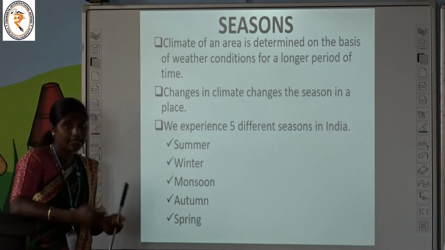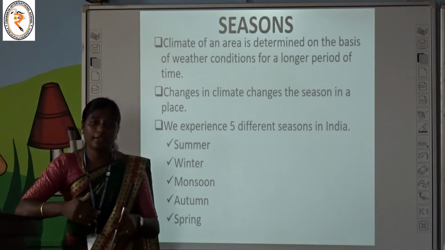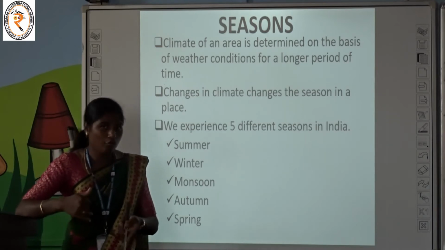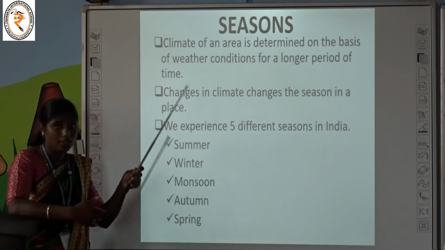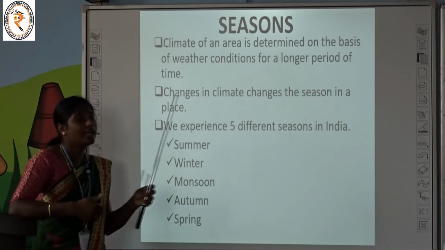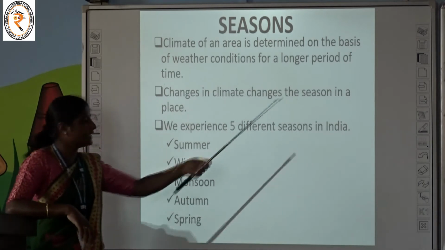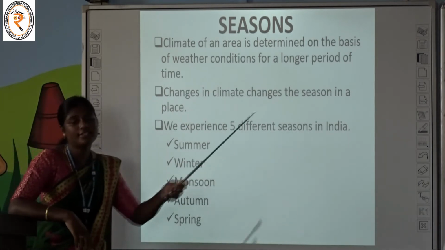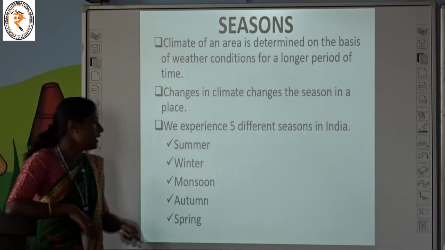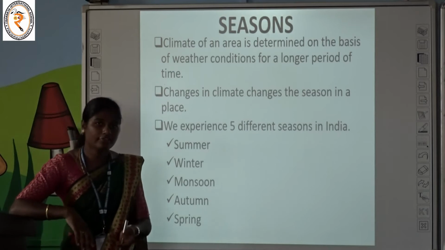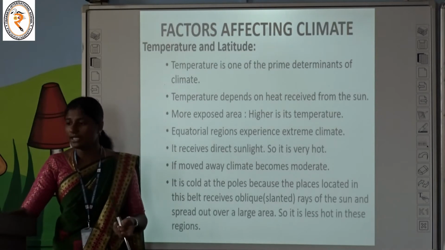So what is the season? The season is the climatic condition which we experience for a long period. It may be up to 3 to 4 months. So this is what we consider as season. And changes in climate change the season. And we experience 5 different seasons in our country, India: summer, winter, monsoon, autumn and spring.